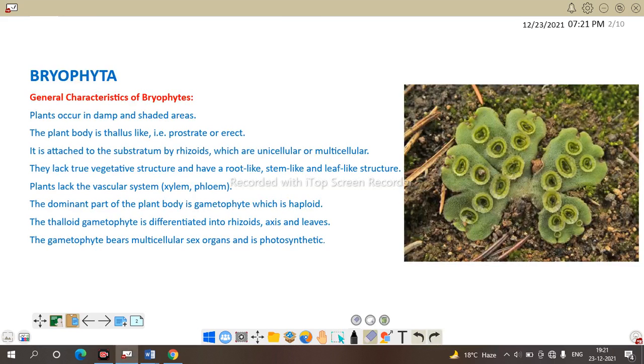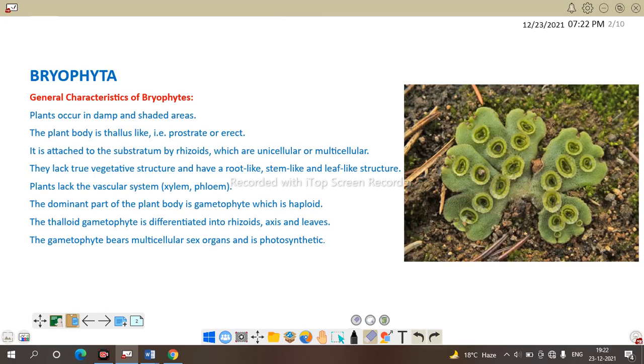So, first is the general characteristics of bryophytes. Plants or bryophytes occur in damp and shaded areas. The plant body is thallus-like, that is prostrate or erect, meaning parallel with the soil or perpendicular to it. It is attached to the substratum by rhizoids, which are unicellular or multicellular. In lower groups of plants, the roots are called rhizoids. So here the bryophytes attach to the substratum with the help of rhizoids.